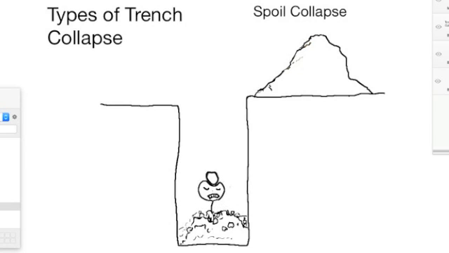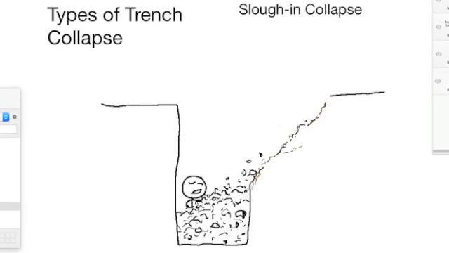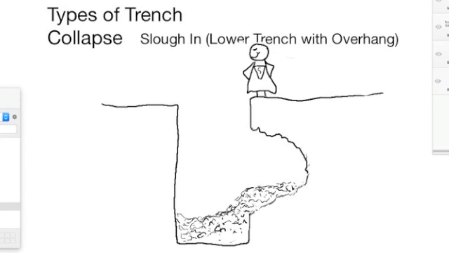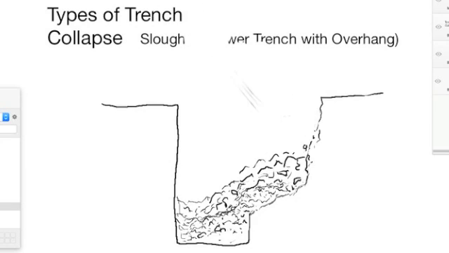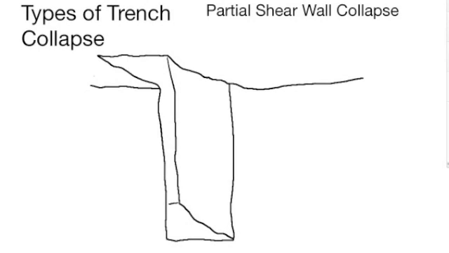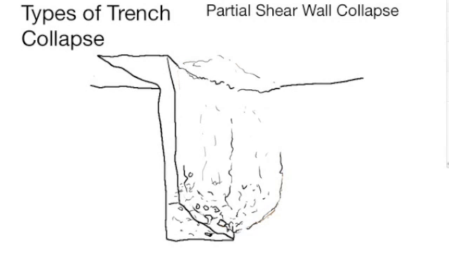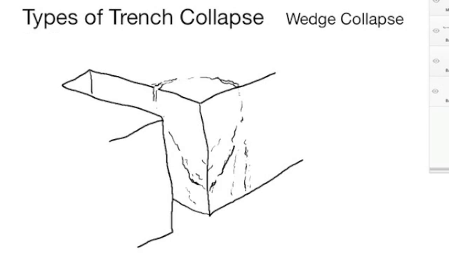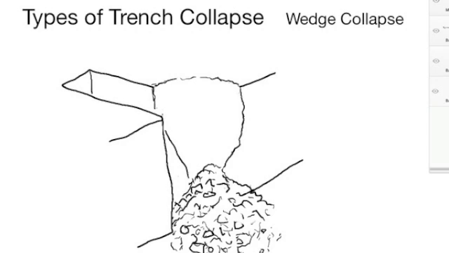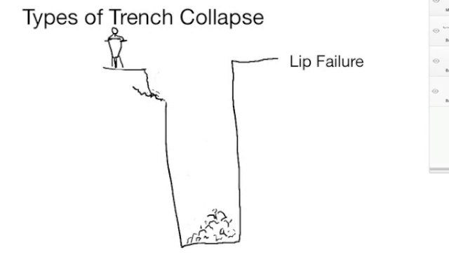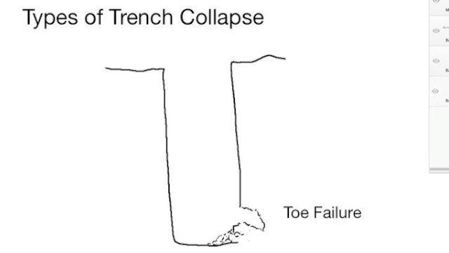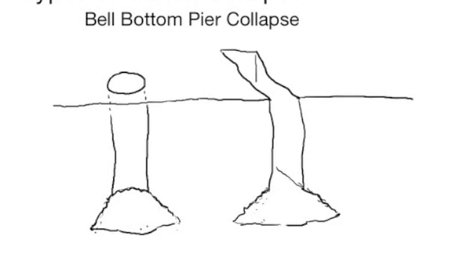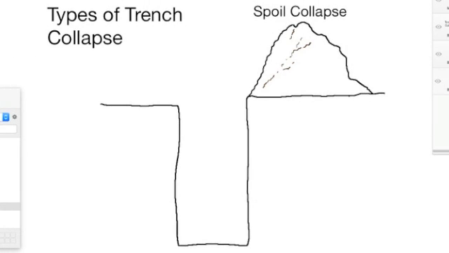Spoil pile. Final review here. Slough in. Slough in with overhang. Complete shear wall collapse. Partial shear wall collapses. Subset rotational failure, most common form. Subset wedge collapse, common to Ts and Ls, of course. Lip failure, toe failure, and of course, bell-bottom pier. All right. One more time just to beat this thing to death.